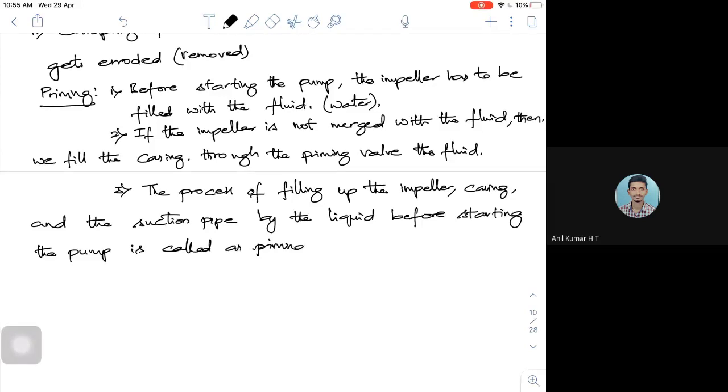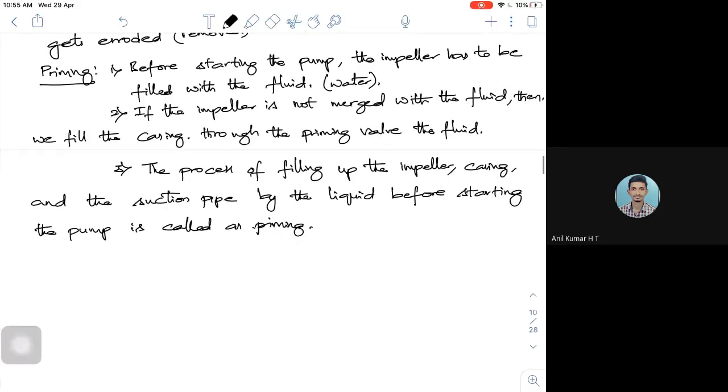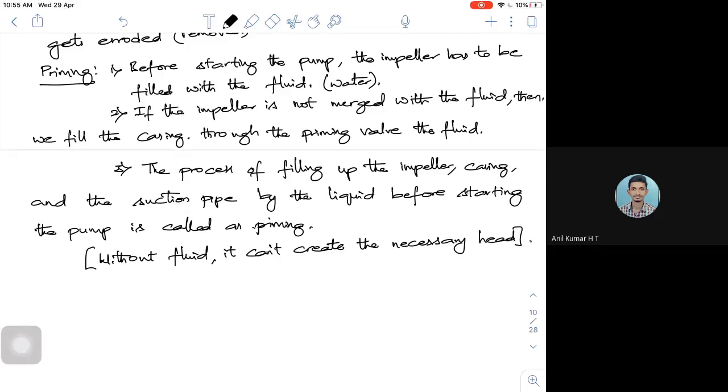Without fluid, it can't create the necessary head. It won't create the necessary head. So to create the head of the fluid, we need to ensure that the priming is done and the casing has to be full.